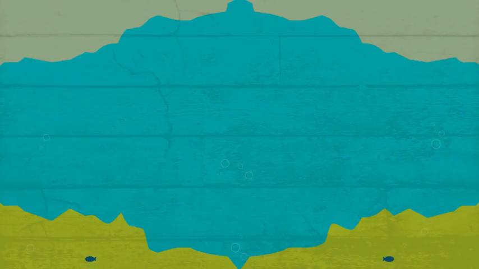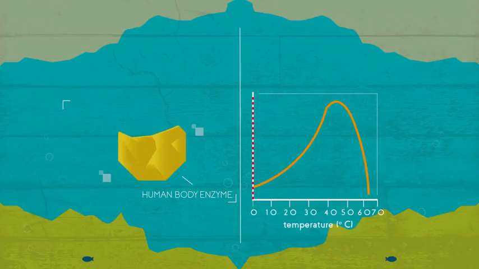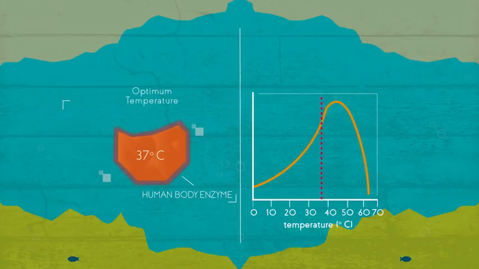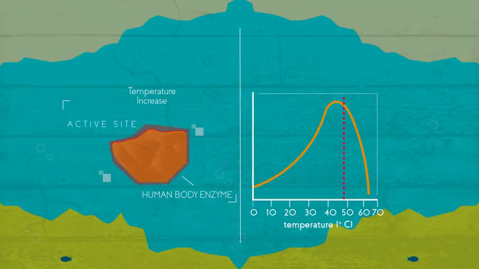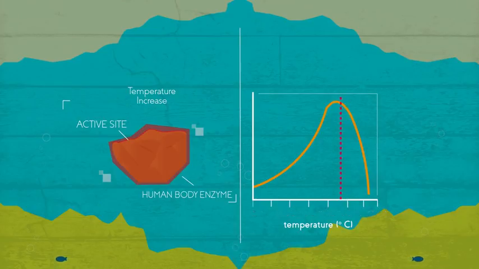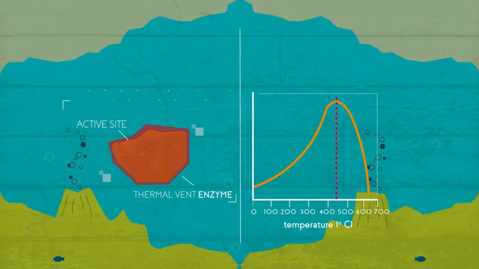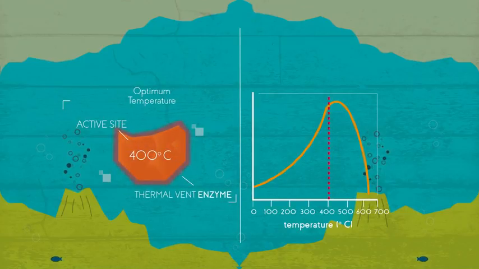So for example, if the temperature of the environment is too high for the specific enzyme, it may become denatured. Typically, enzymes that operate in warm-blooded animals tend to have an optimal temperature of 37 degrees Celsius, which is body temperature. Then as the temperature rises above that, the rate of reaction rapidly falls because the active site has changed shape. Whereas enzymes in bacteria that live in the thermal vents have a much higher optimal temperature.